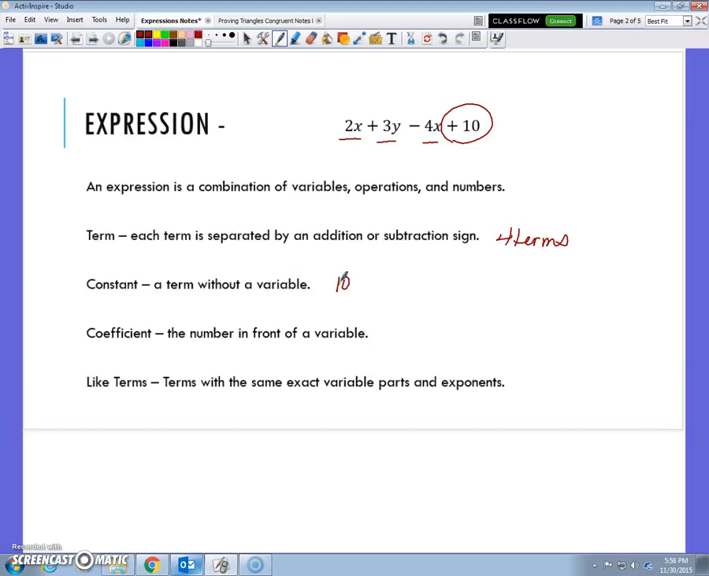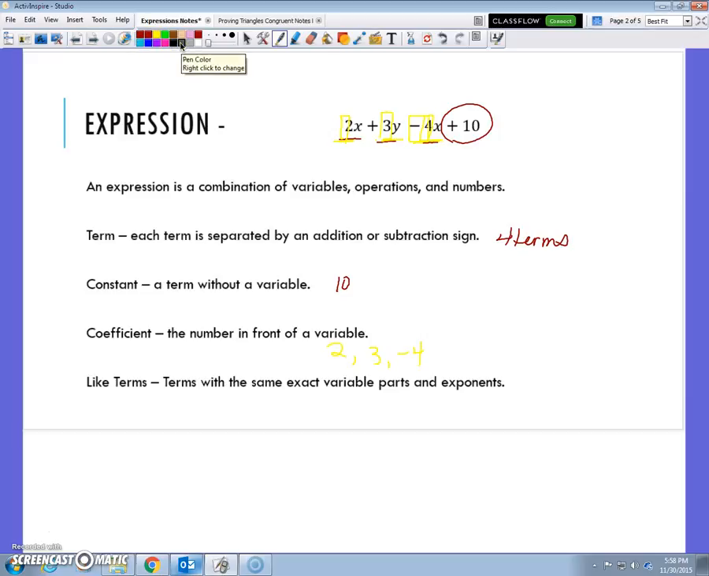A coefficient is just the number in front of a variable. So in this case, we've got several different coefficients. In this term, we have a coefficient of 2. In this, we have a coefficient of 3. This guy, we have a coefficient of -4. The sign in front of the number stays with the number. Okay, so we have 3 different coefficients: 2, 3, and -4. It's going to be important.